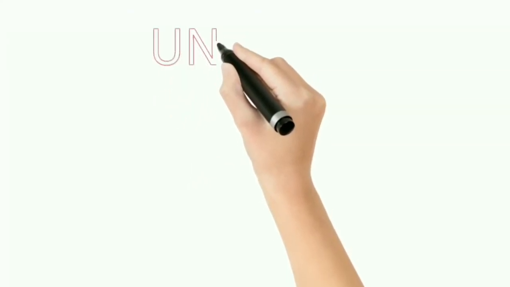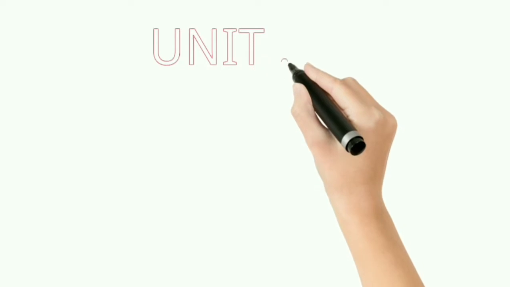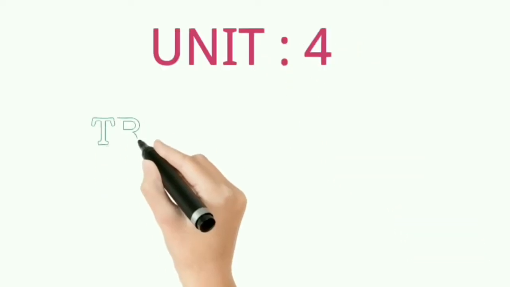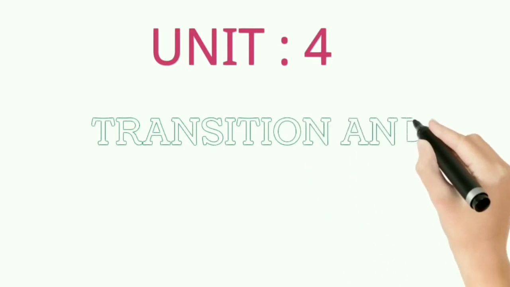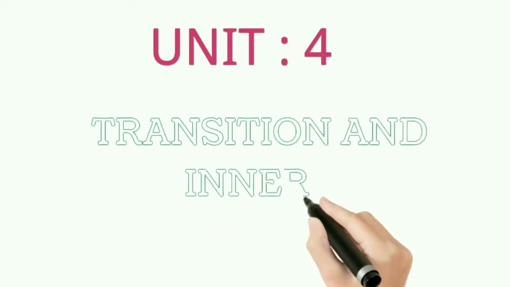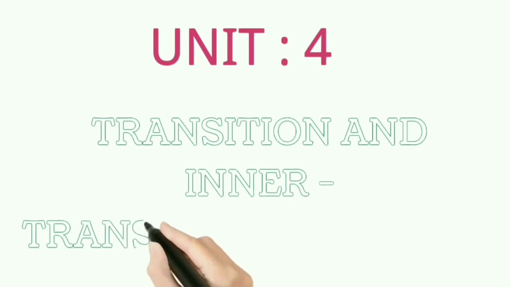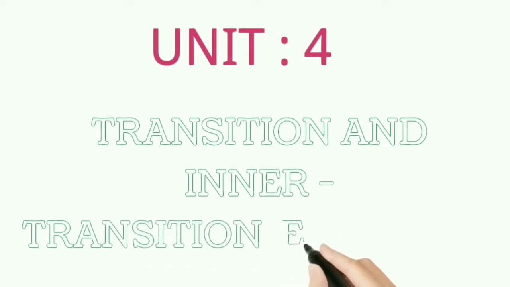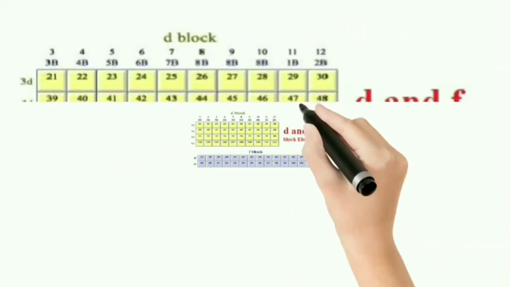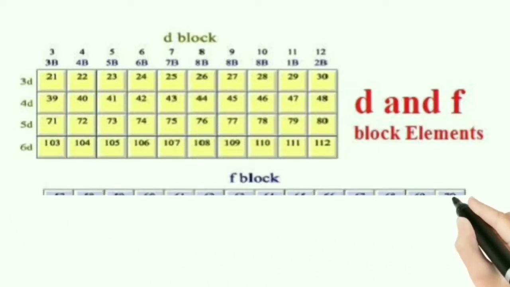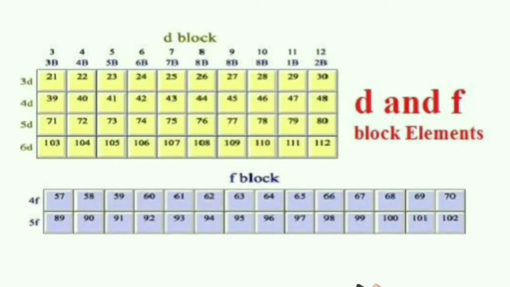ஸோ லெட்ஸ் see about the lesson unit 4. Here the unit 4 is D block elements. That is transition metals and inner transition metals. Both we are going to discuss in this chapter. Now let me explain what these transition elements are. Transition elements are called D block elements and inner transition elements are F block elements. So D and F block together are given in this chapter, unit 4 in class 12.